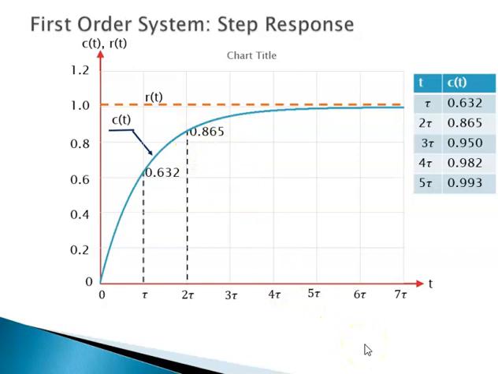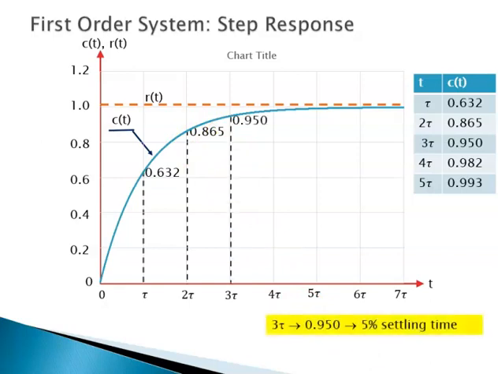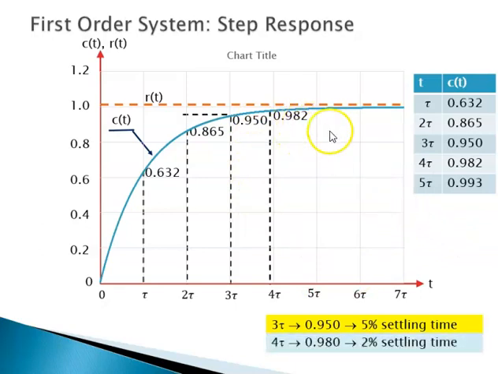Then at time 2 tau, it is 86.5% of the input. Similarly, at 3 tau, it is at 95% of the input. And at time 4 tau, it is 98.2% of the input. These two are very important. This 3 tau time instant is called 5% settling time, because 100 minus 95% is 5. Here it is 98%, so this 4 tau is called 2% settling time. We need to remember these two. For a first order system, 5% settling time is 3 tau, 2% settling time is 4 tau.